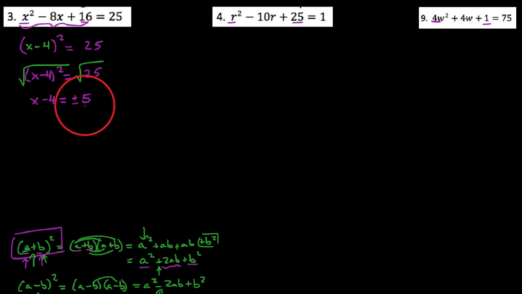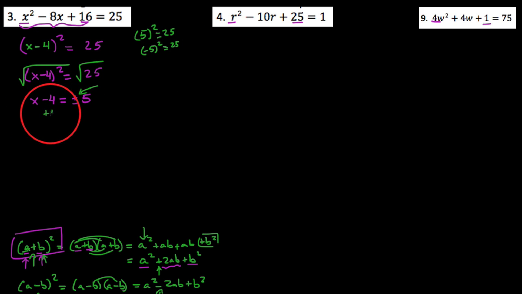So we get plus or minus 5, and it is imperative that we remember the plus or minus. When we take the square root of anything, we must remember a plus or minus, because recall that 5 squared equals 25, but so does negative 5 squared. That also equals a positive 25. So we have to account for both of those roots.